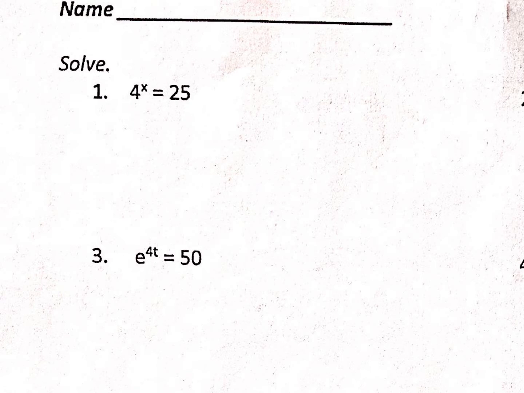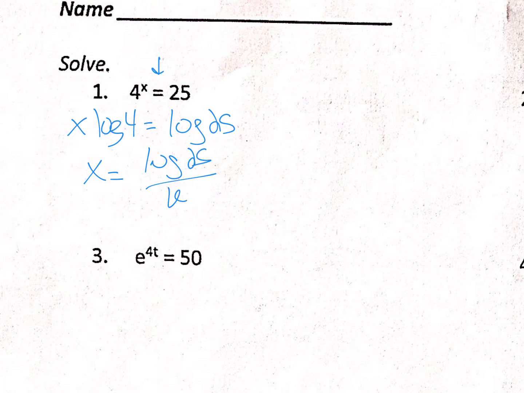So here we go. First one, if you can't find the same base, which you can't here, you need to take the log of both sides. And don't forget the exponent always goes in front of the log. So I'm going to do that, put the log on both sides. Then to get the x by itself, I'm just going to divide both sides by log 4. Punch it in the calculator.